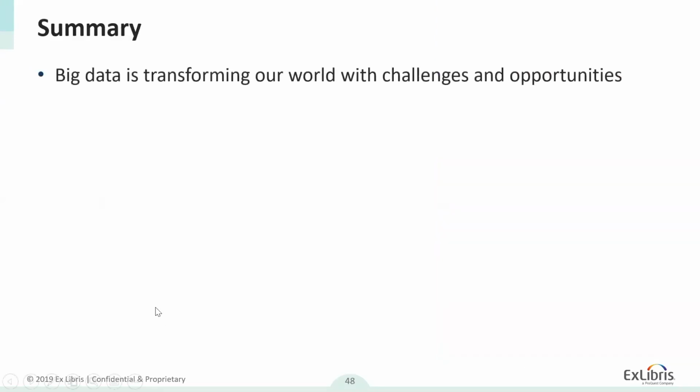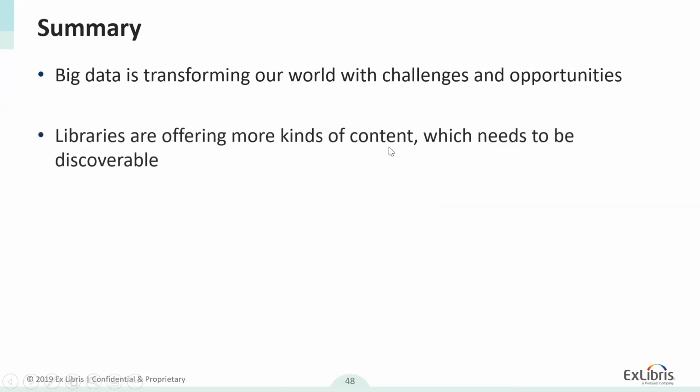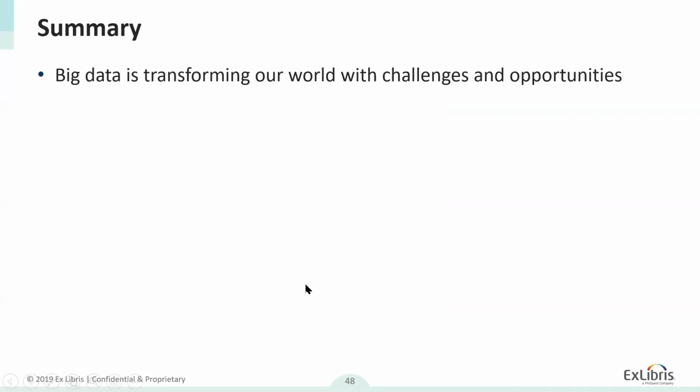Okay. So this is the summary. Big data is certainly transforming our world with challenges, but it's also providing us with opportunities. And libraries are offering more kinds of content which needs to be discoverable, including unique materials. We need those opportunities and those transformations to make this discoverable. It means that data intelligence becomes a core part of our discovery systems. Essentially, we move from simple search systems to a kind of intelligent discovery experience. And that is really needed in today's world of big data and big indexes especially.